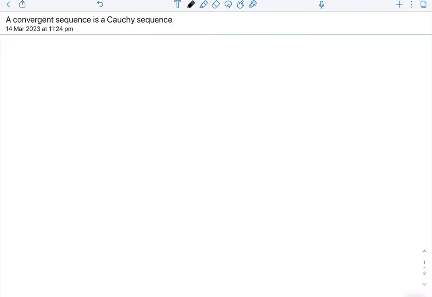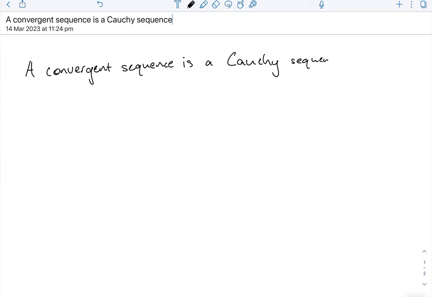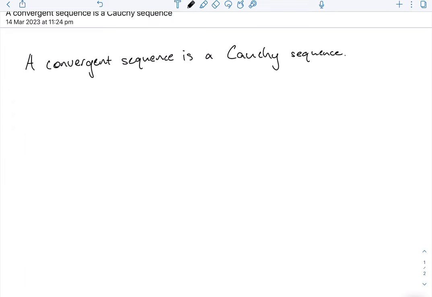We'd like to prove that a convergent sequence is a Cauchy sequence. So let's write this down. As a reminder, we'll define what a Cauchy sequence is.